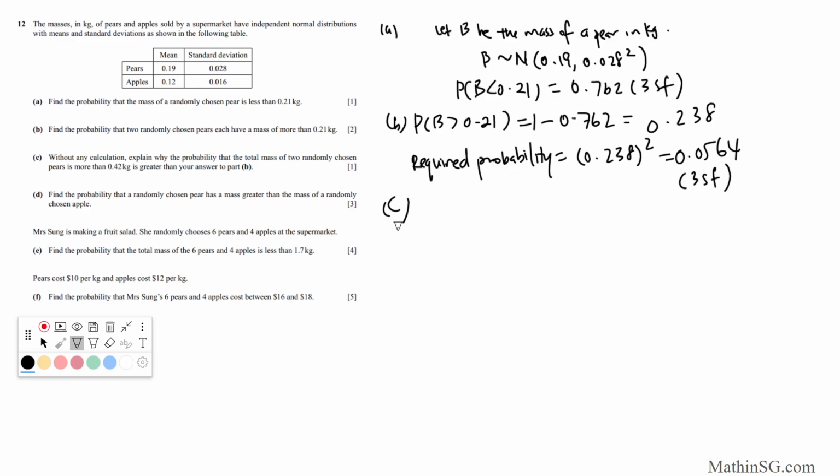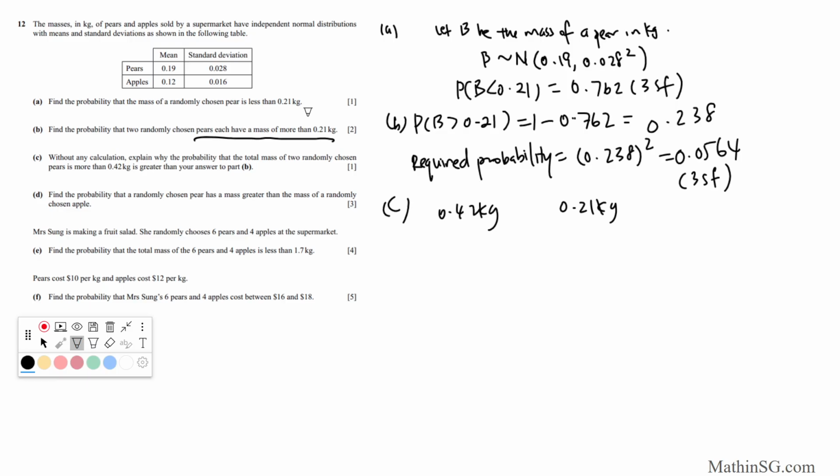Next, let's move on to C. Without any calculation, explain why the probability that the total mass of two randomly chosen pairs is more than 0.42 kg is greater than your answer in part B. If you want two pairs being more than 0.42 kg, versus each pair having a mass of more than 0.21 kg, this event, each pair having a mass of more than 0.21 kg, is basically a subset of the total mass of two randomly chosen pairs being more than 0.42 kg. Let me give you an example.